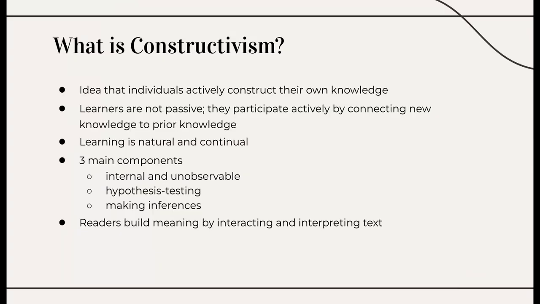The learners are not passive participants, but instead they participate actively by connecting new knowledge to prior knowledge, which we can certainly see in practices that are aligned with the science of reading. Learning is natural, continual, and ongoing, and focused on three main components. First, that learning is internal and unobservable. Learning results from hypothesis testing, and learning results from making inferences. Constructivism explains how readers build meaning by interacting and interpreting text during the whole reading process.